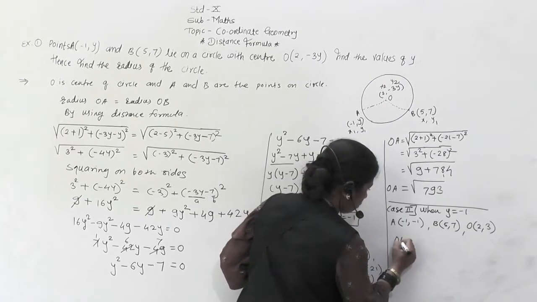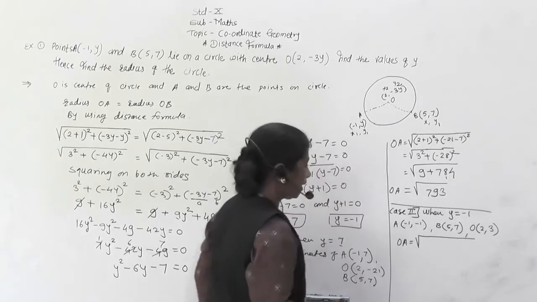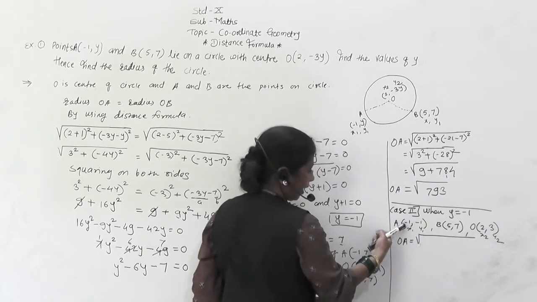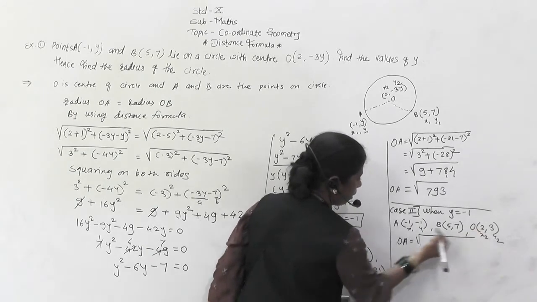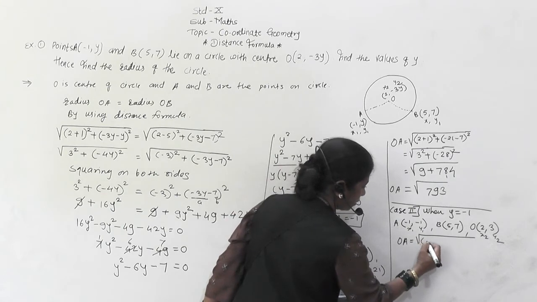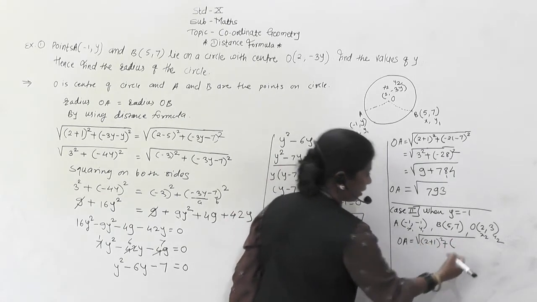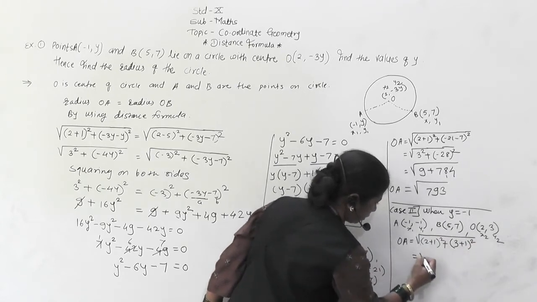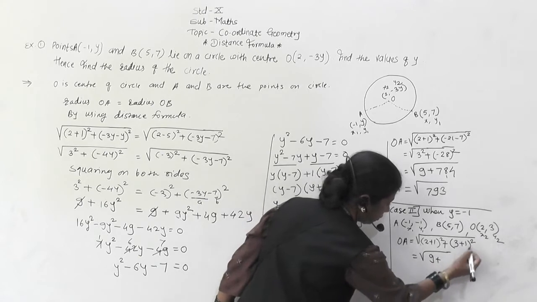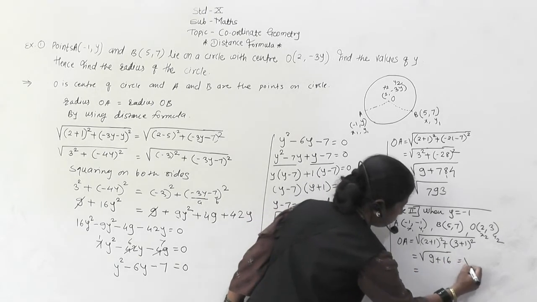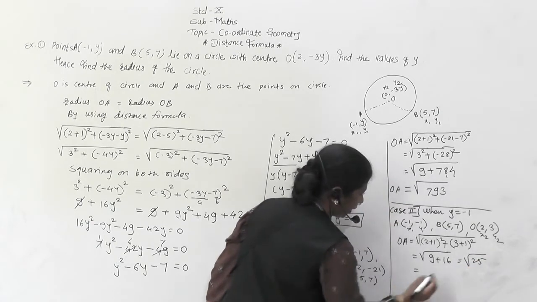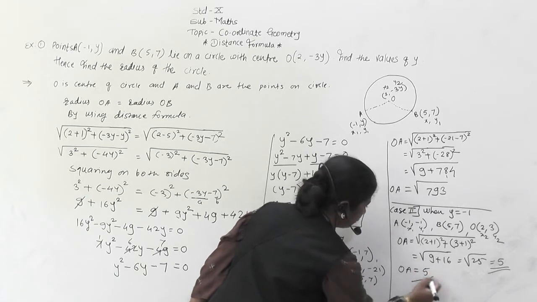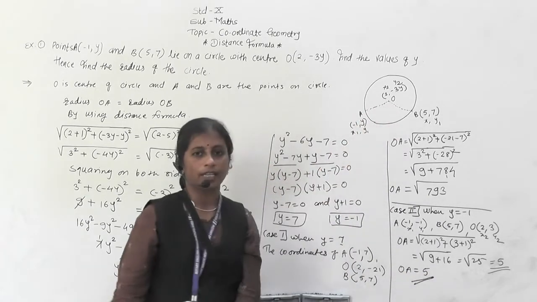So what is the distance of OA? OA means your radius, right? So OA is x2 minus x1 bracket square plus y2 minus y1 bracket square. So x2 is your 2 minus minus 1, so minus minus plus. So 2 plus 1 bracket square plus y2 minus y1. Y2 is 3 minus minus 1, so plus 1. Okay, so here 3 square is 9 and 4 square is how much? 16, so equals to 25. What is the square root of 25? So equals to 5. The distance of OA is the radius, right? OA equals what you will get? 5. Okay.